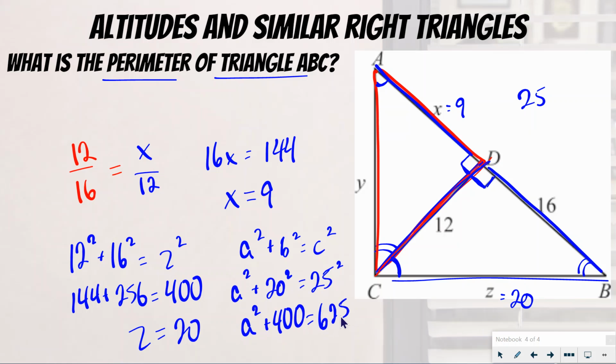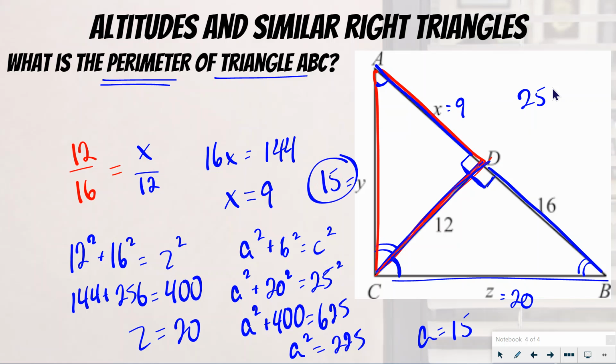So I'm just squaring each of those, and then I'm going to subtract the 400 from both sides to get a squared is 225, so a is 15, or my y, what I labeled as a there, is 15. Really the question is looking for the perimeter of that triangle, so I'm just going to add up those to get 60.